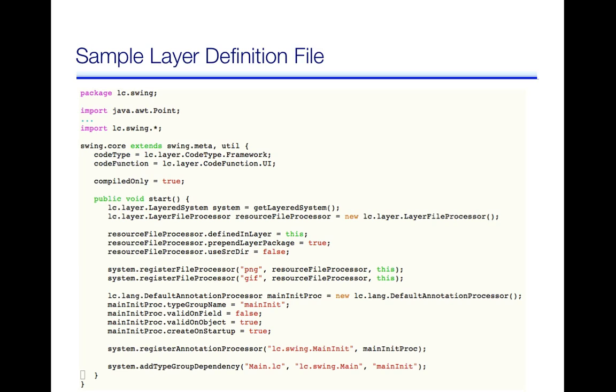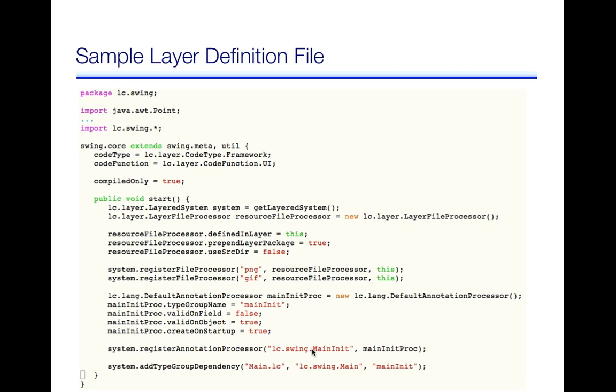Here's the sample layer definition file for the Swing core layer. The key point for a framework developer is the start method. Here in this start method, two new file types are added for PNG and GIF. The files will get copied into the builder, the right location, unless they're being overridden by a subsequent layer.